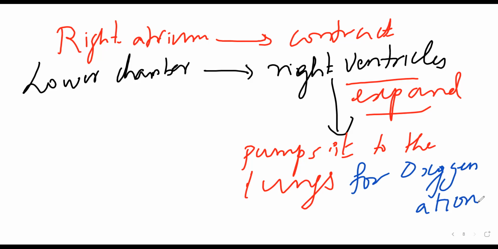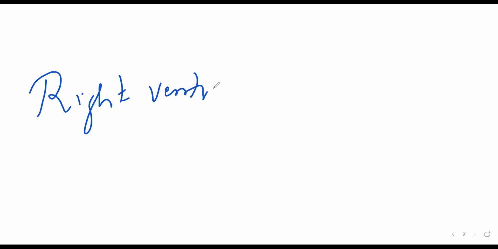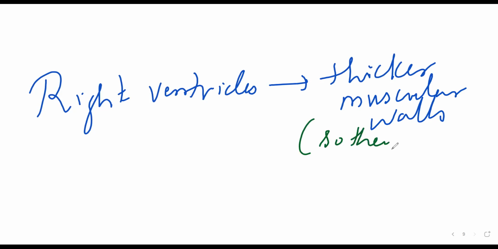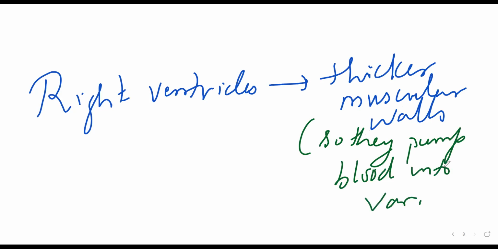You got the point. Now comparing the thickness, the ventricles have thicker muscular walls. So they pump blood into various organs.